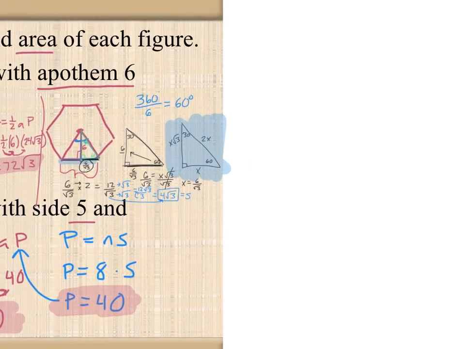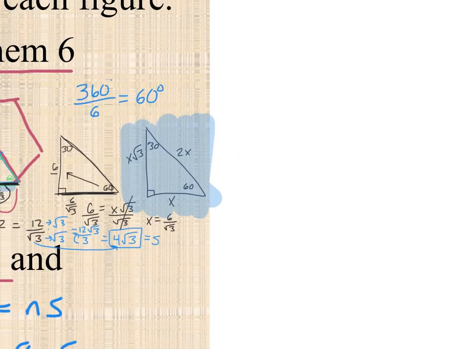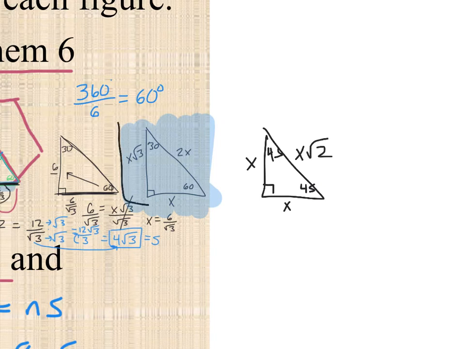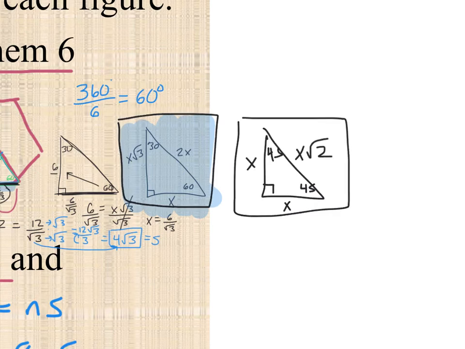I'm just going to write it on the side here just to remind you guys the 45, 45, 90. So this is 45, this is 45, and this is 90. Across from the 45 are just your x, and then across from 90 is your x square root 2. So these two triangles are very important that you guys have to remember for this section.